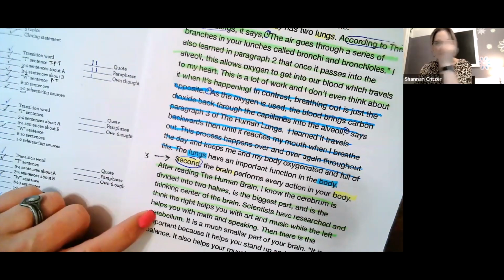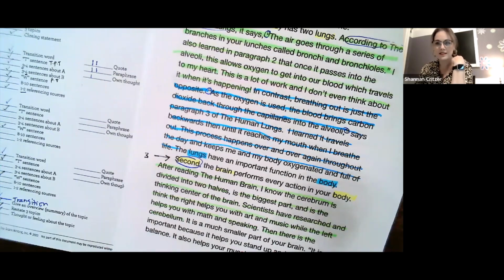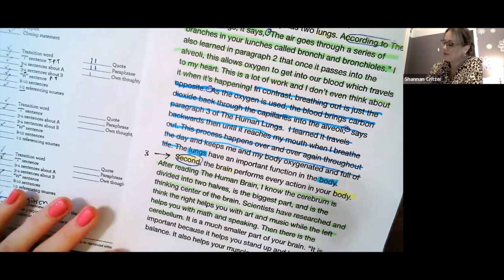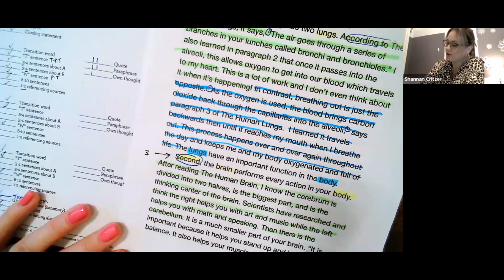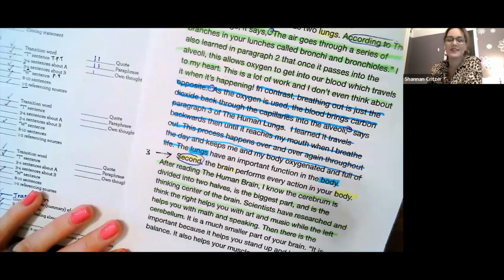Remember when we looked at that advanced essay of alligators, there were several different lengths of sentences. You need to have all of that in your essay. So I even did that. It is a much smaller part of your brain. Oh, boys and girls, look.